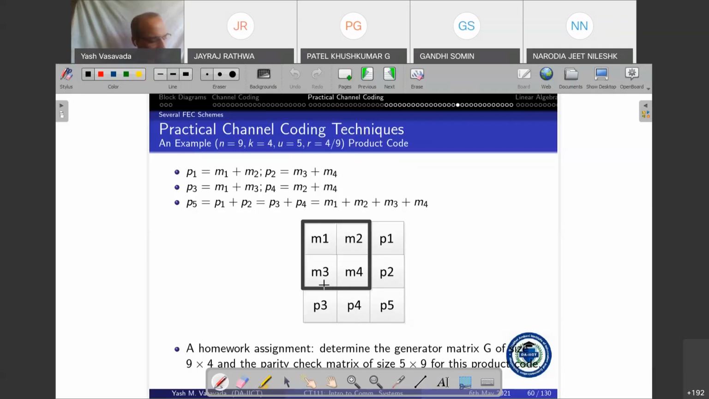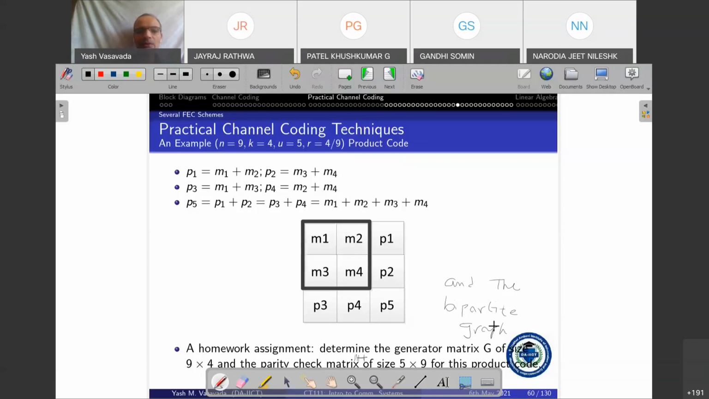Now what I would like you to do on your own, whenever you have time, is to determine the G matrix and the H matrix, and also the bipartite graph of this square product code or square parity check code. Okay, so please do it on your own.